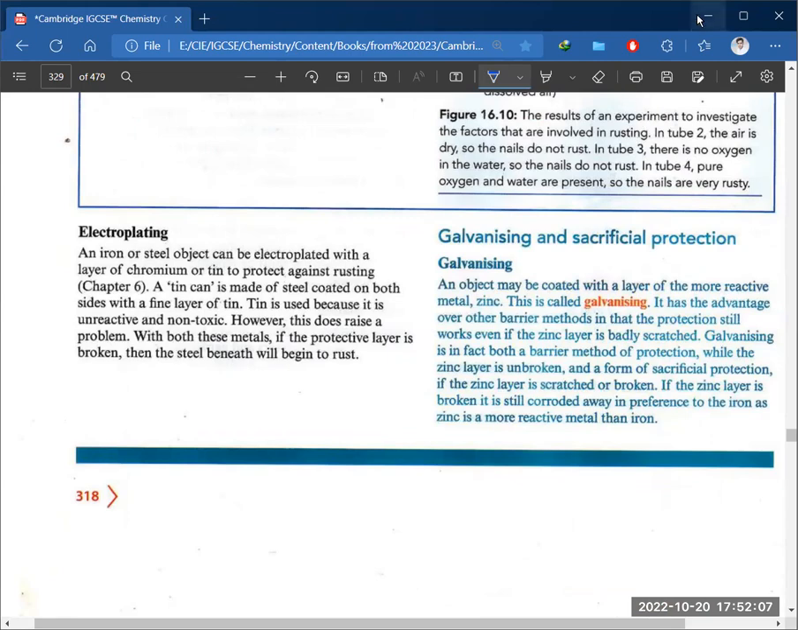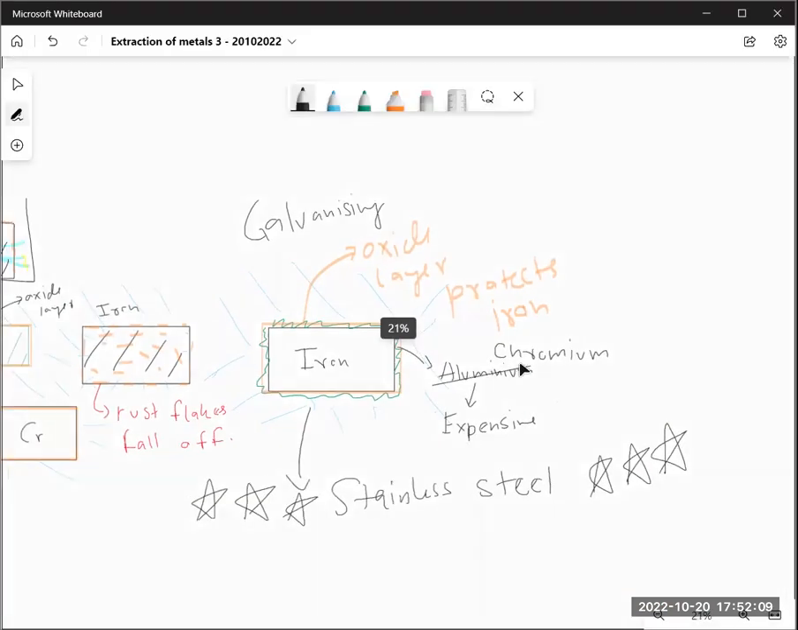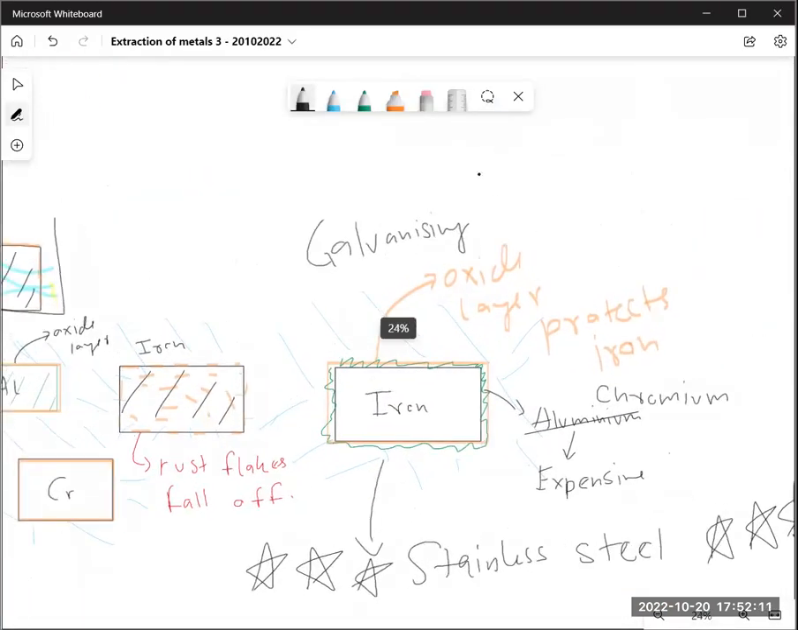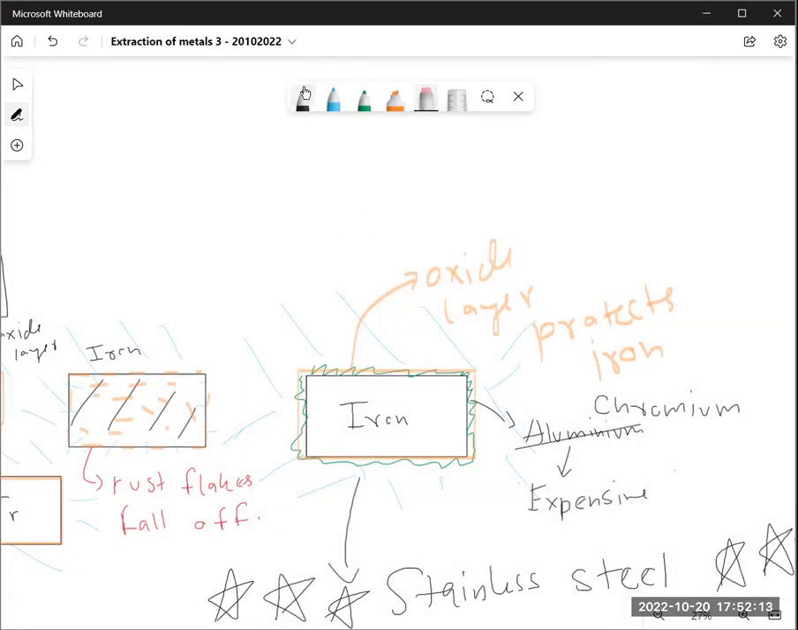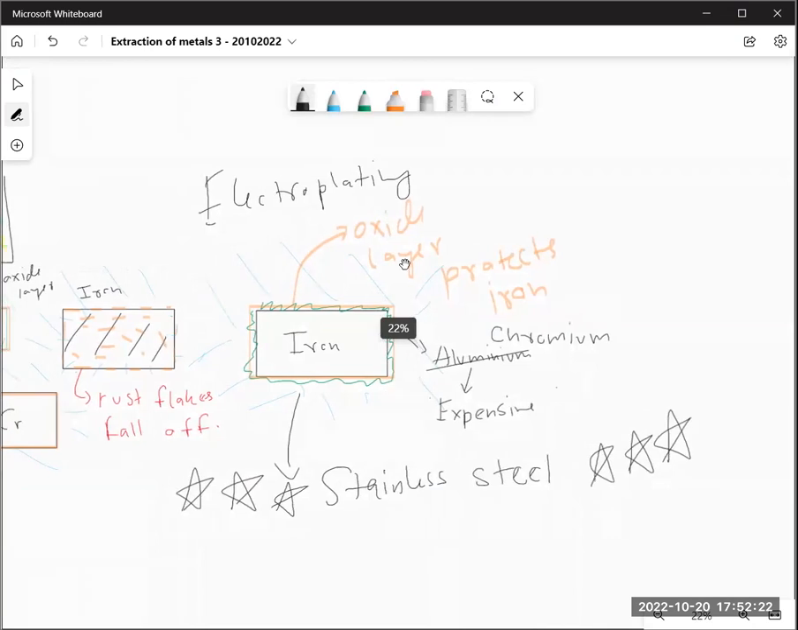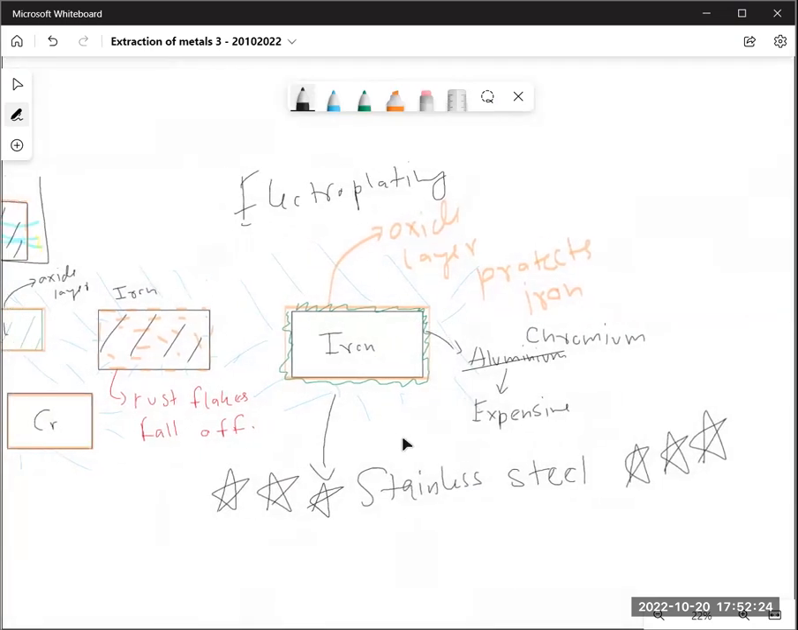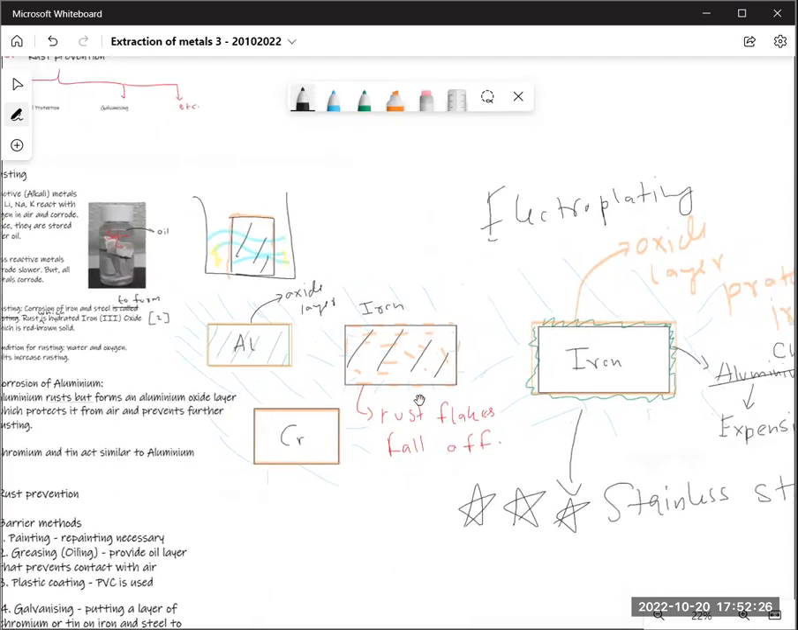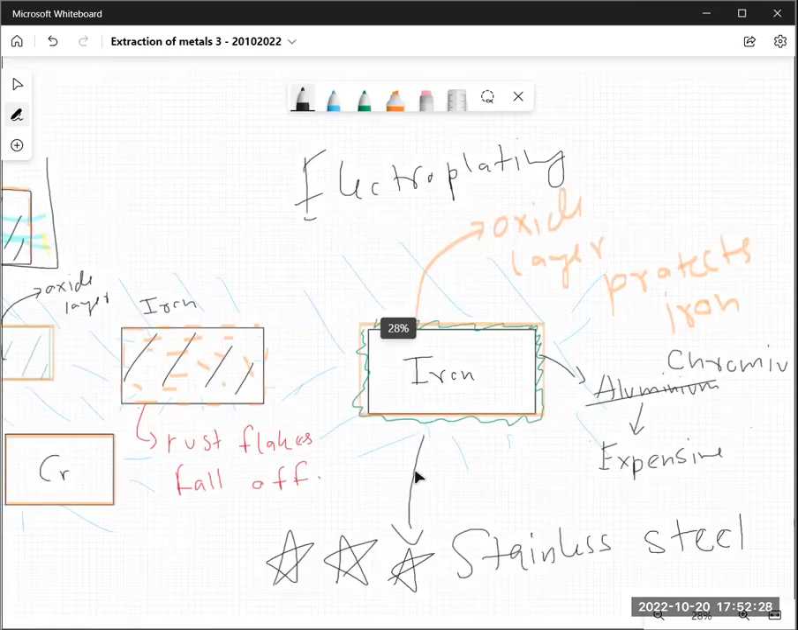All right, guys, can you hear me? Yes, sir. I want to make a difference here. Instead of galvanizing, call this electroplating. We'll look at galvanizing in a second. This is called electroplating when you put one thing on top of another. All we're doing is, like aluminium, putting chromium on top of iron so it does not rust.